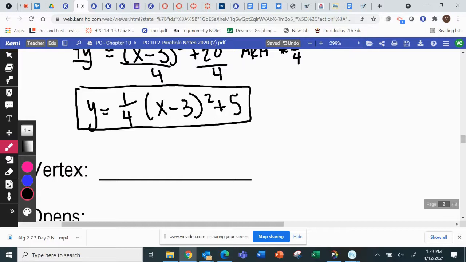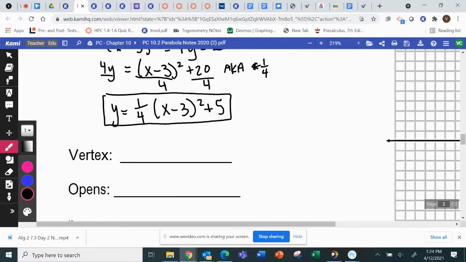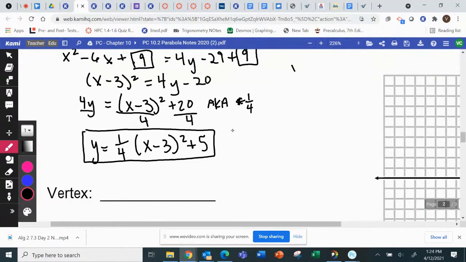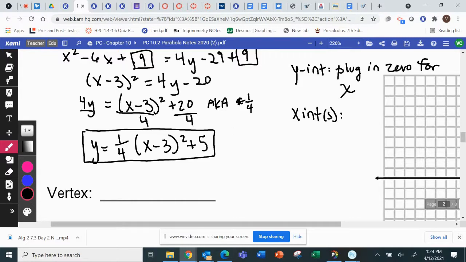Everything that we've already learned about parabolas still can be used. So if I asked you to find the y-intercept, I'm not, but if I asked you to find the y-intercept, how would you find the y-intercept? Plug in 0 for x, right? The y-intercept. Or if I asked you to find the x-intercepts, what would we do? Plug in 0 for y and solve.